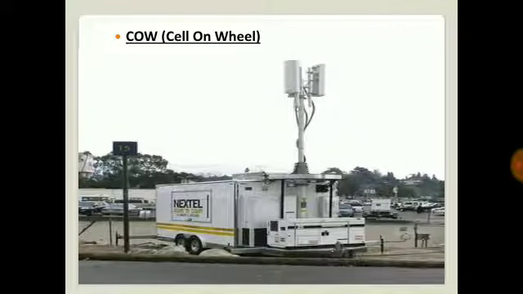Cell on wheel, also called COW site. A COW is a portable mobile cellular site that provides temporary network and wireless coverage to locations where cellular coverage is minimal. COWs provide fully functional service via vehicles such as trailers, vans and trucks to areas affected by natural disaster or areas with huge volume such as major events. COW is also known as site on wheels.